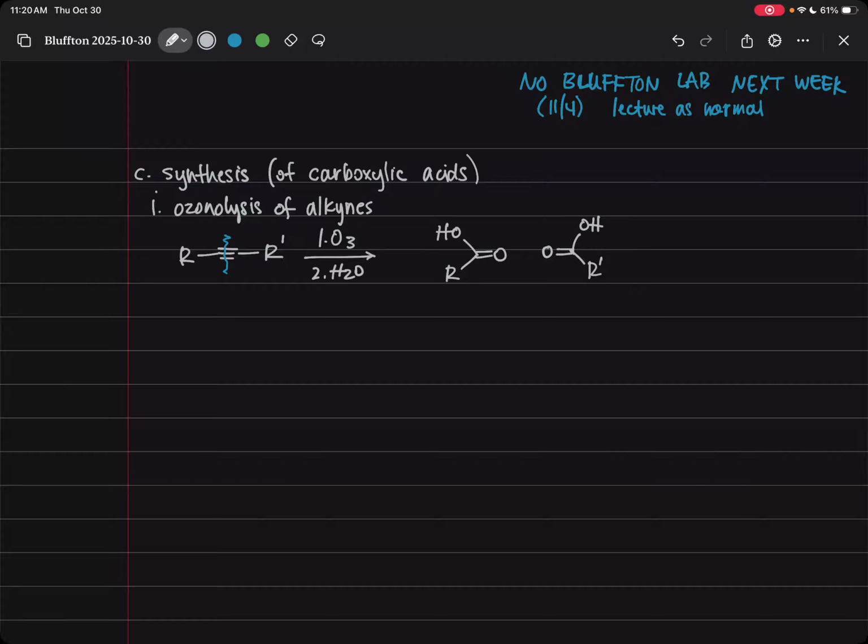So that's ozonolysis. That one's a little bit less obvious because you see a carbon-carbon triple bond, and I don't know about you, but the first thing I think of is not, oh, let's make a carboxylic acid out of that. It's, I don't know about obscure, if that's the right word, but that's one method.